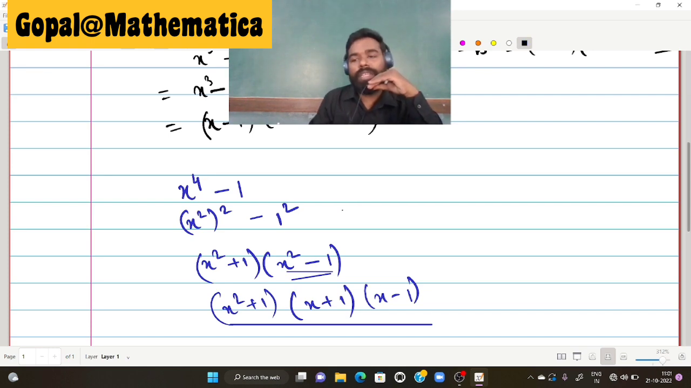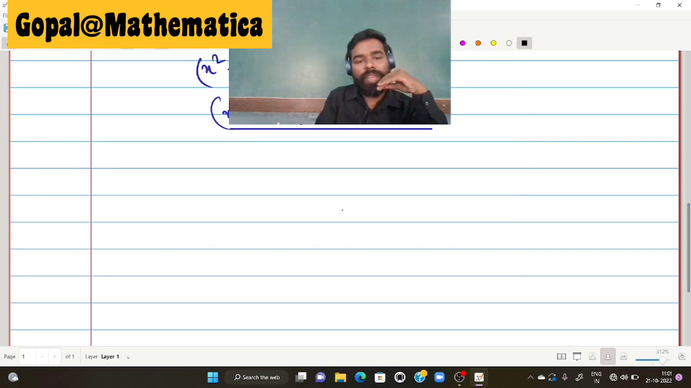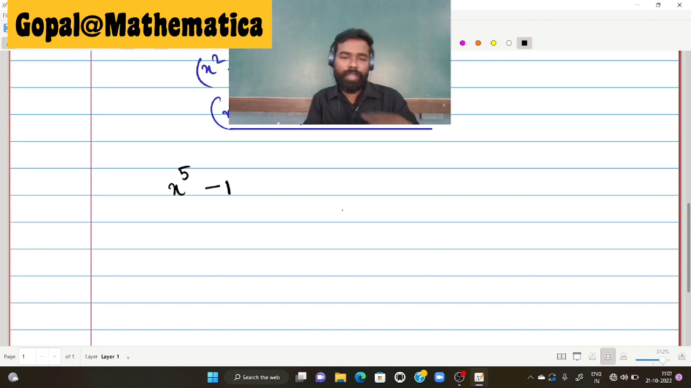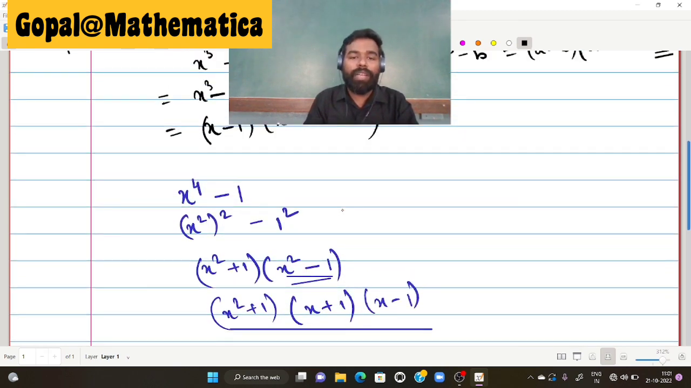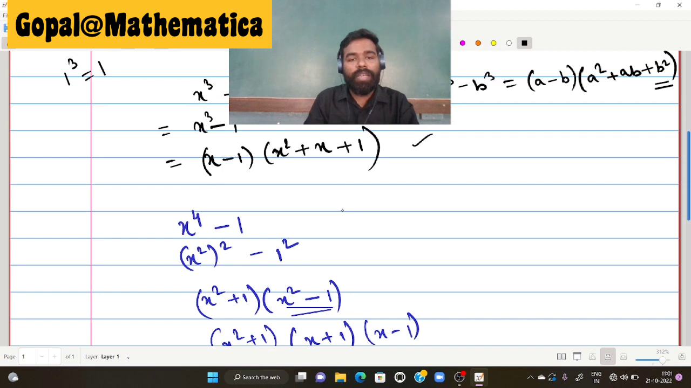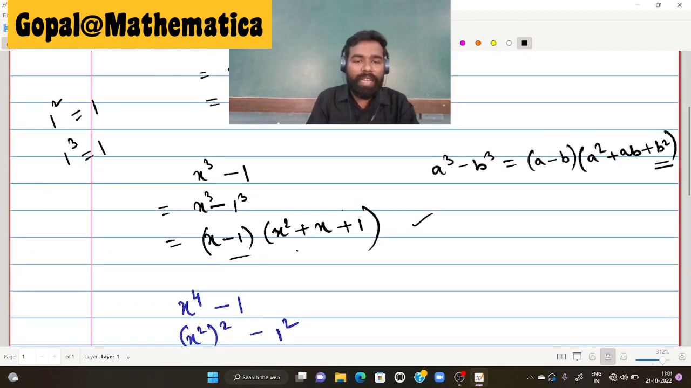Now my question is, if I increase the power a little bit more, like x to the power 5 minus 1, then there is a problem. We don't have any formula to factorize this. So then we can make some identity, we can use some logical sense, and we can look at the previous problems, how they have been generated, okay, how they made this kind of factor.